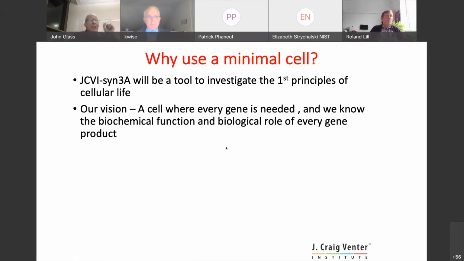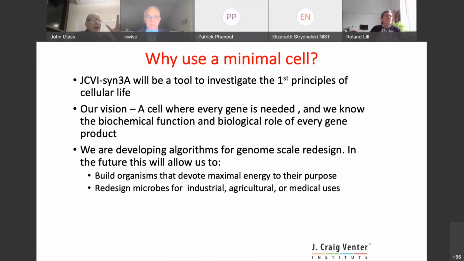But our idea is that it's a great tool to investigate the first principles of cellular life. And our vision is that we have a cell where every gene is needed, and we know the biochemical function and role of every gene product. So that when we can get there, we can develop algorithms for genome-scale redesign. And in the future, this will enable us to build organisms that devote maximal energy to their purpose, or to redesign microbes for a myriad of different purposes.